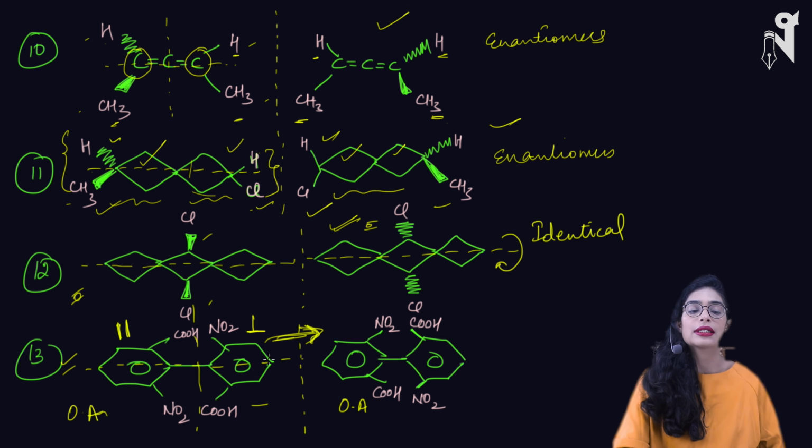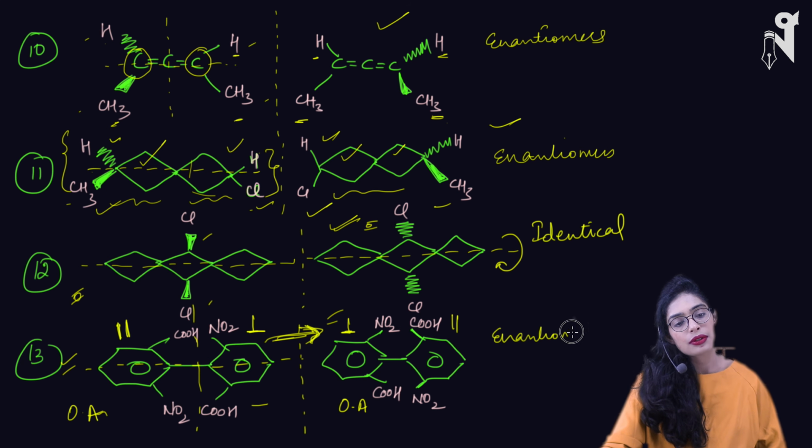This will be exactly this. So look at it very carefully. This is one which is perpendicular to the plane, and this is one which is parallel to the plane. Alignment of the molecules also you see. This is exact mirror image, and hence this will be enantiomers.